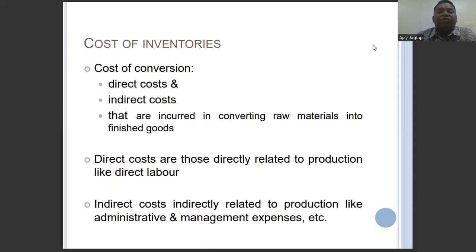Cost of the inventory. The cost of conversion includes direct costs and indirect costs that are incurred in converting raw materials into finished goods. Direct costs are those directly related to production, like direct labor. Indirect costs are those indirectly related to production, such as administrative and management expenses, etc.